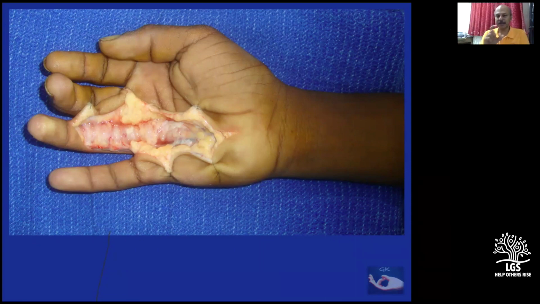You are taking a transmetatarsal toe transfer. That is, you are taking it at the base of the second metatarsal bone. So there is a raw area there. So when you fix it to the radius, it is more fixed, the union is better.